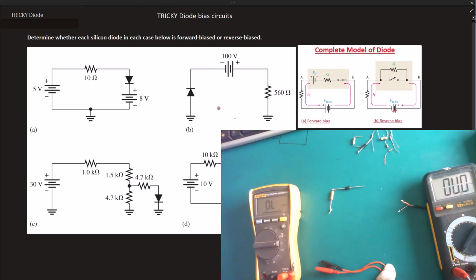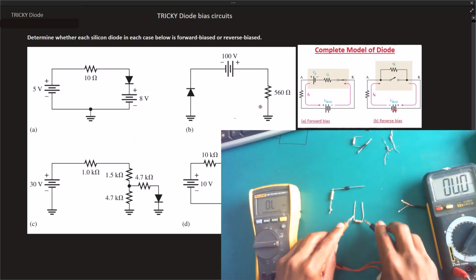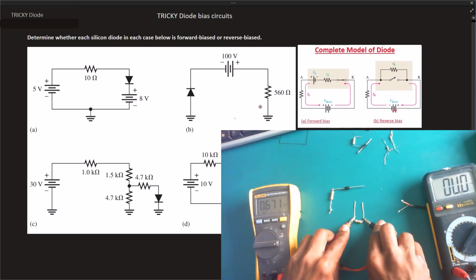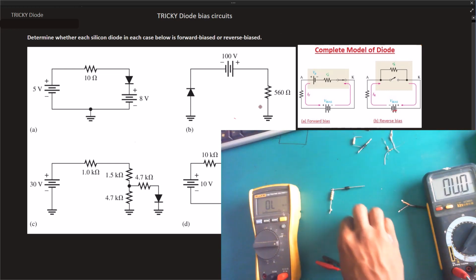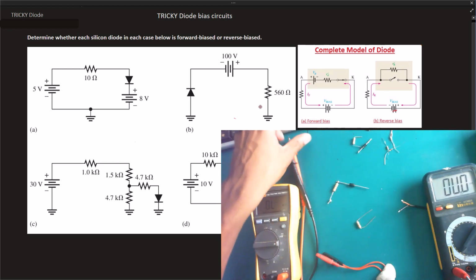Now this next one, we were able to determine that this diode here is indeed forward bias. The only problem to practically prove this is we need a 100 volt DC power supply, which I do not have. However, we have a 560 ohm resistor. I think I have something around 670 ohm, right? So we have a resistor, we have a diode. Now we don't have a 100 volt DC power supply.